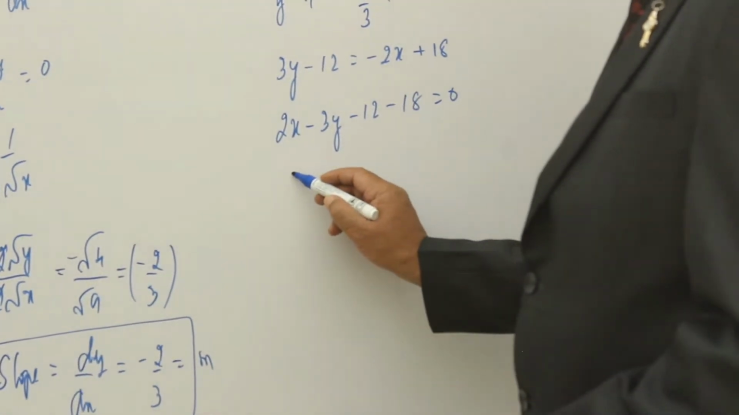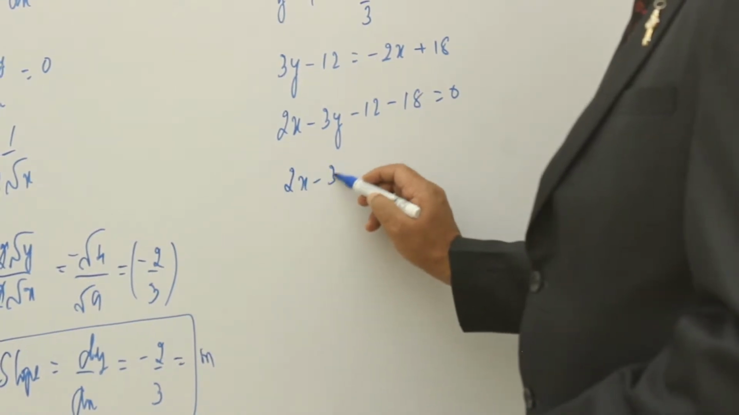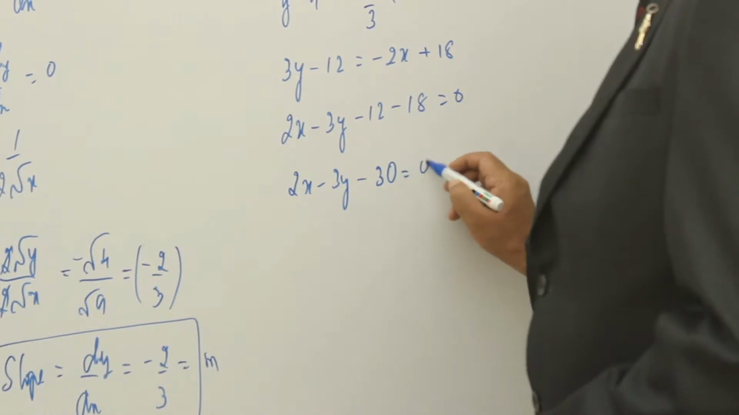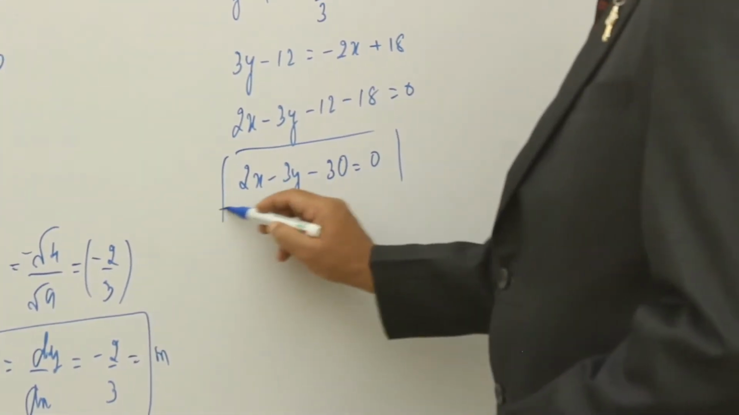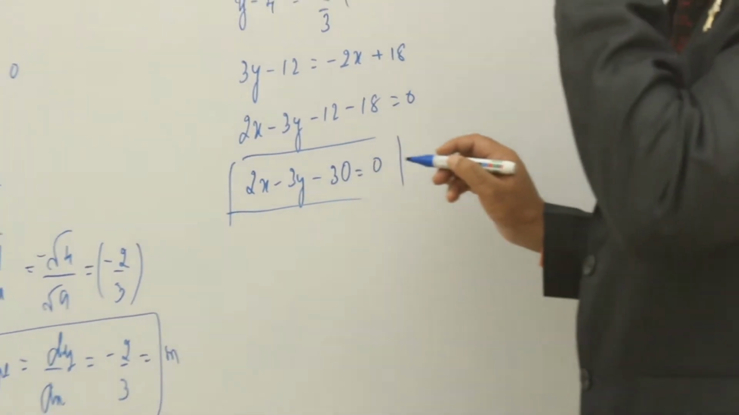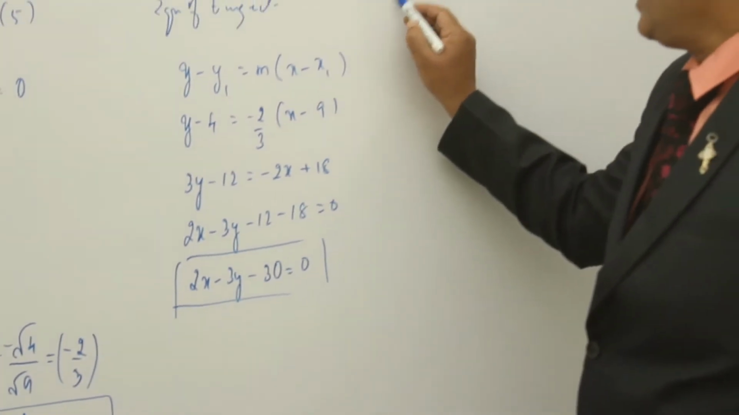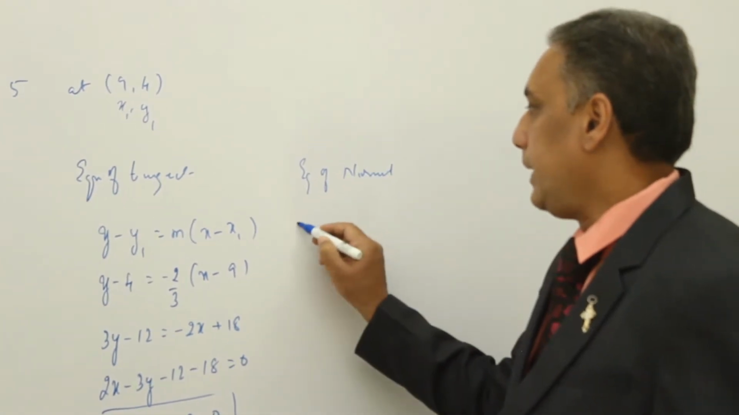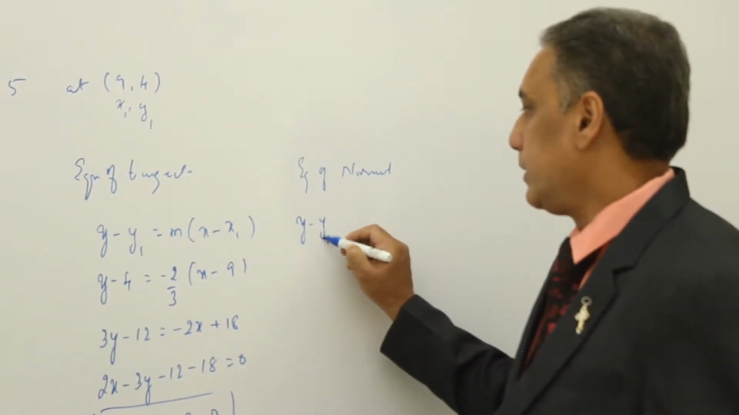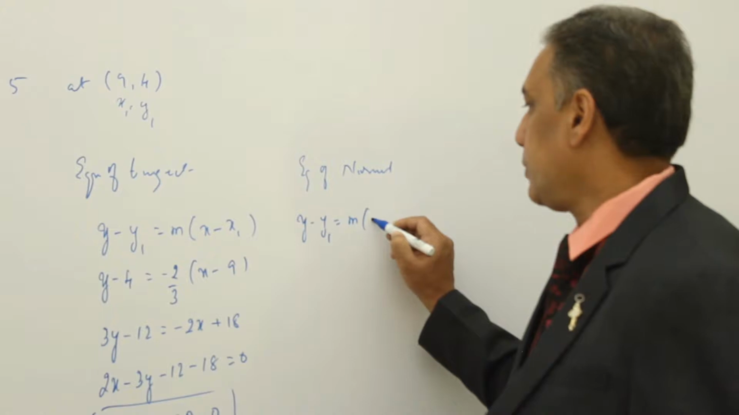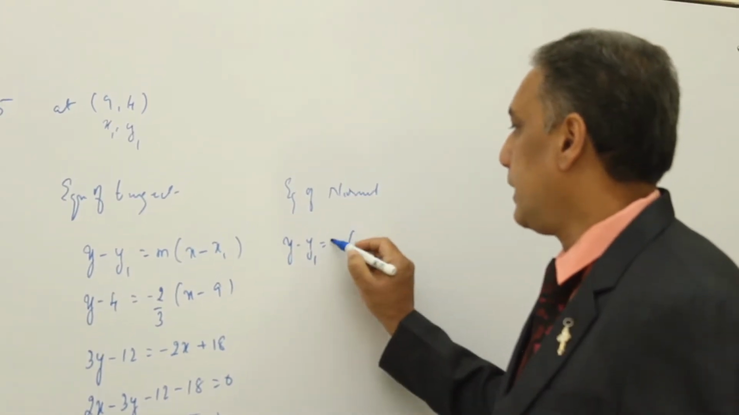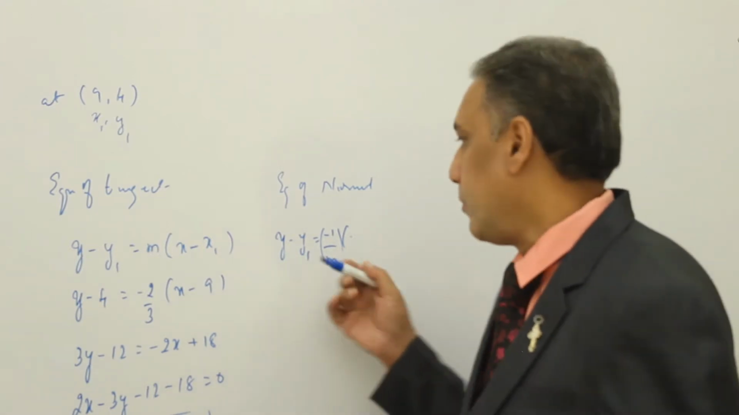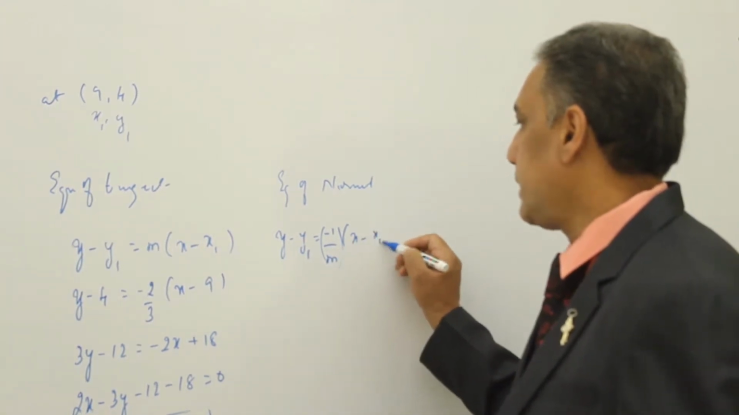And then you will be getting 2x minus 3y minus 30 equals 0. That will be the equation of the tangent. Then similarly, the equation of the normal: y minus y1 equals m into x minus x1, where this slope m is the negative of the reciprocal of the slope.